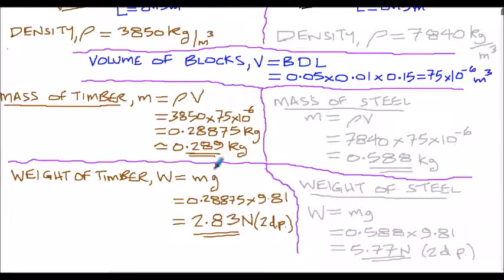And finally, the weight of the timber, weight is mass times gravity. That's the value of mass given above here. I've used the accurate value here. Multiplied by 9.81 meters per second squared as always. So the weight is 2.83 newtons to 2 decimal places. And then calculating the weight of the steel, same formula, just a different mass to use here. So the weight is 5.77 newtons to 2 decimal places.